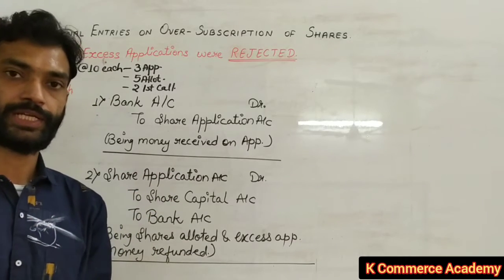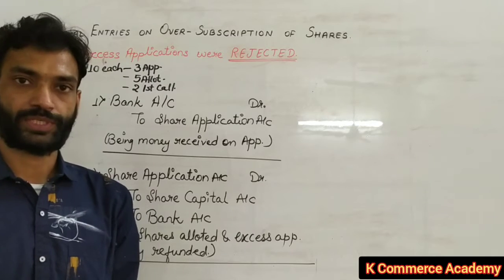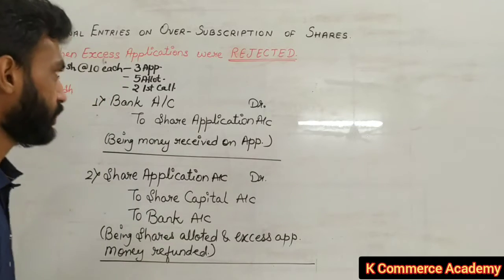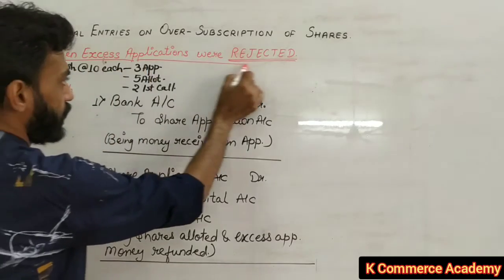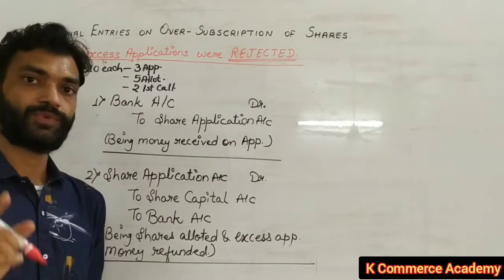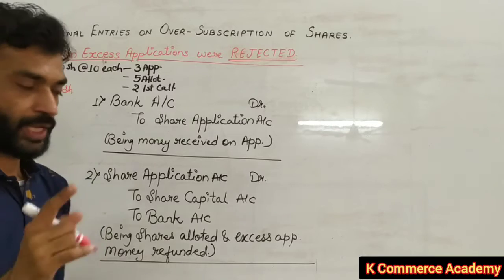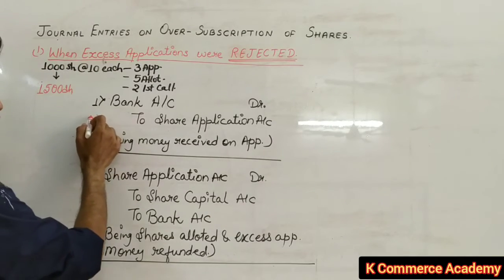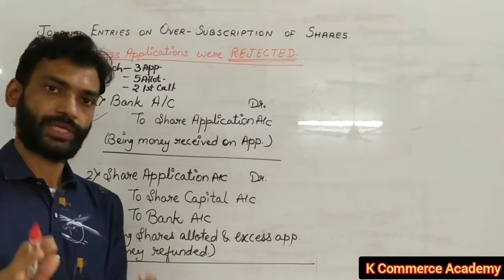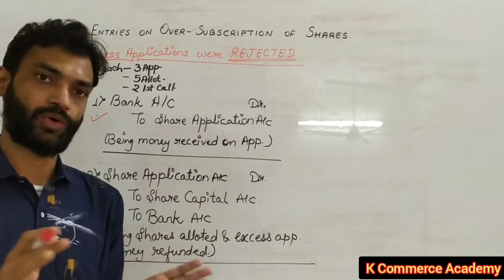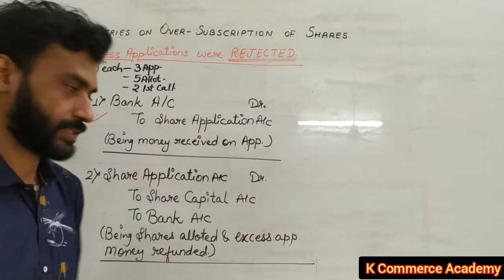So what will be the journal entries in all these situations? Let us deal with that. The first one is when we reject the excess applications, and in that situation we have to refund the excess application money. The first journal entry will be bank account debited to share application account, being money received on application. It is the same journal entry that we had already studied in the previous classes.